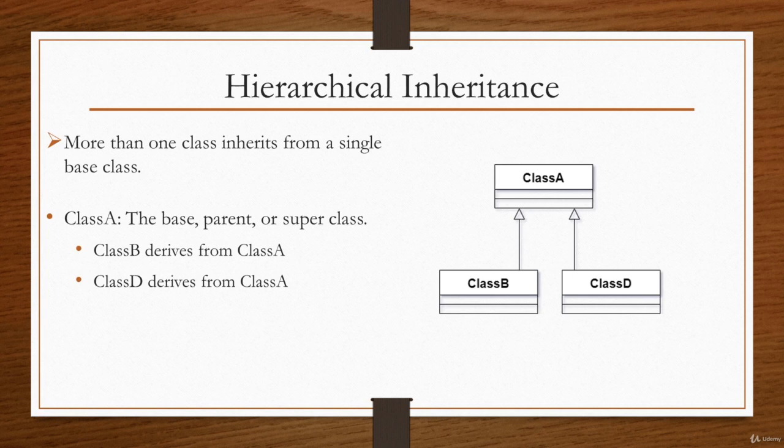We also have hierarchical inheritance. This is where more than one class inherits from a single base class. In an example, class A again is the base class, and then class B derives from class A, but class D also derives from class A. That is a simple example of a hierarchical inheritance.